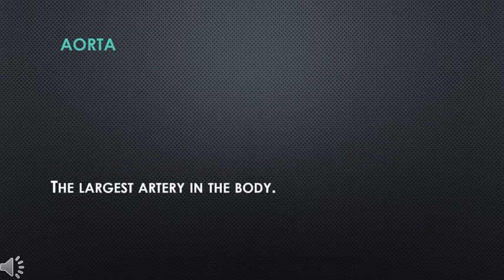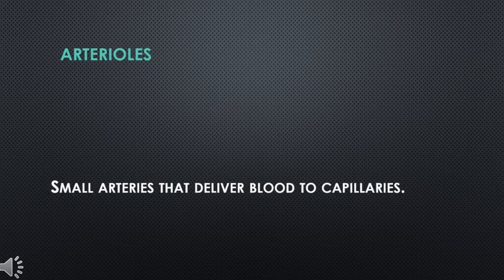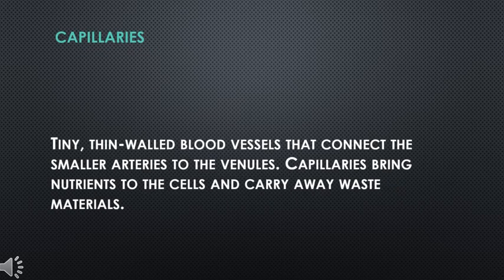Aorta. The largest artery in the body. Arterioles. Small arteries that deliver blood to capillaries. Capillaries. Tiny, thin-walled blood vessels that connect the smaller arteries to the venules. Capillaries bring nutrients to the cells and carry away waste materials.